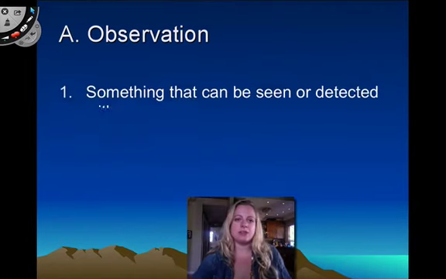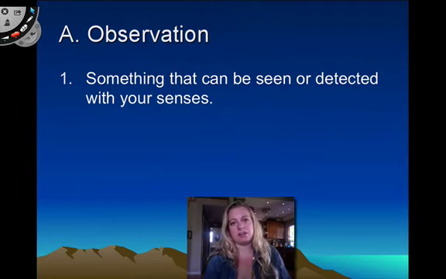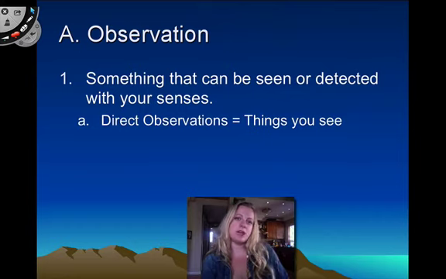Okay, so again, to review, an observation is something that can be seen or detected with your senses. So that's going to be your sight, smell, hearing, touching, tasting. Those are all going to be something that you can observe with your senses. Now we have two types. The first type we're going to talk about is what's called a direct observation. And these are referring to things that you see. Okay, so only things that you see.